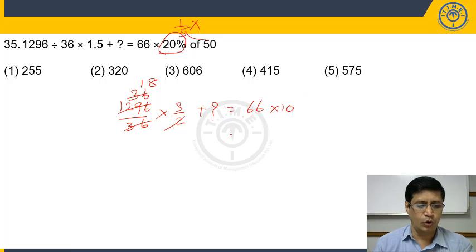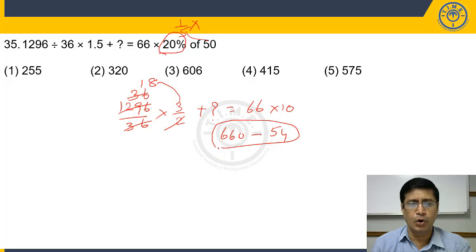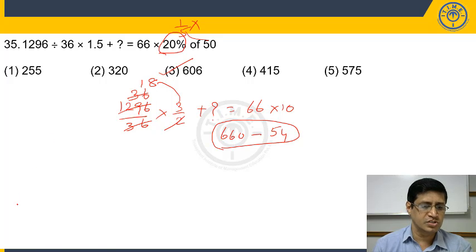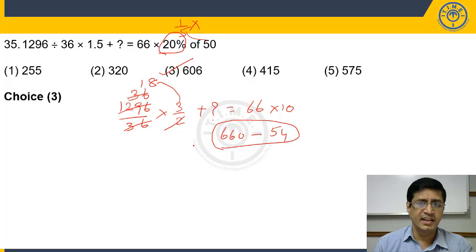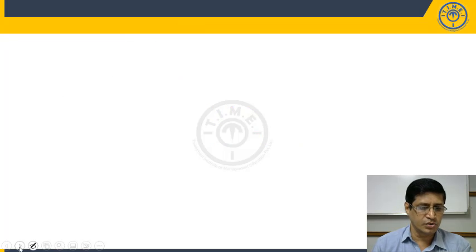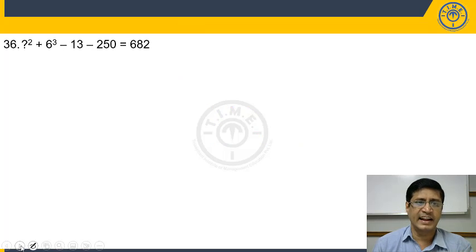That is 660. Now 660 minus 3 times 18, that is 54. Subtract 54, then it will give the value, that is 606, option number 3. Third choice is the right choice. Subtracting 54 from 660, it is 606. Choice 3 is the right answer.